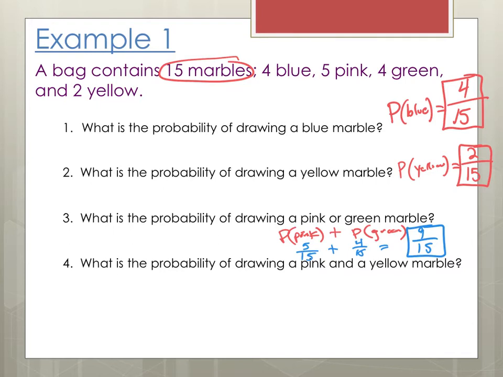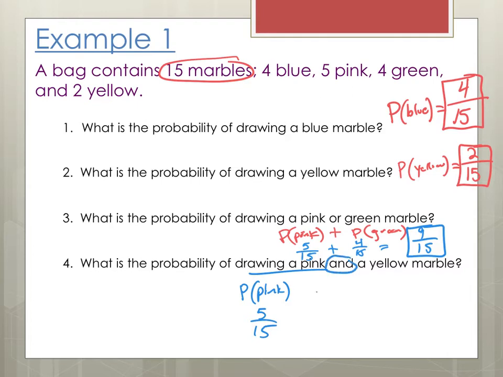However, I believe this problem is referring to the fact that you're picking twice. So if we think about these as separate situations, drawing a pink would be a 5 out of 15 chance. But then reaching back into the bag and drawing a yellow, well, the word and in probability, that's called an independent event.